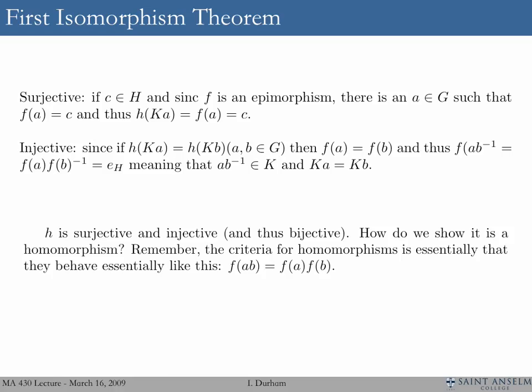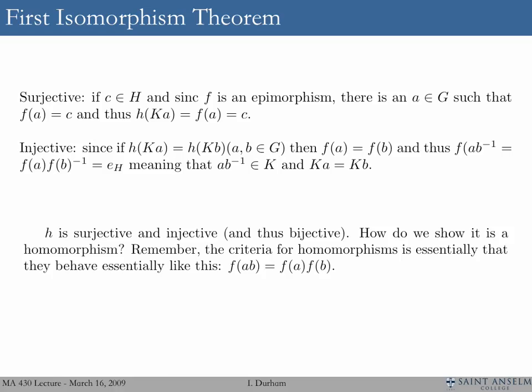And of course I missed a parenthesis here, but say you've got f of (a, and then the inverse of b). Well, that's got to be equal to f(a) f(b) inverse, which is the same thing as f(b) inverse. And all of that has to equal e_H, which means that ab inverse is an element of K, and Ka equals Kb. All right, so we're all set there.